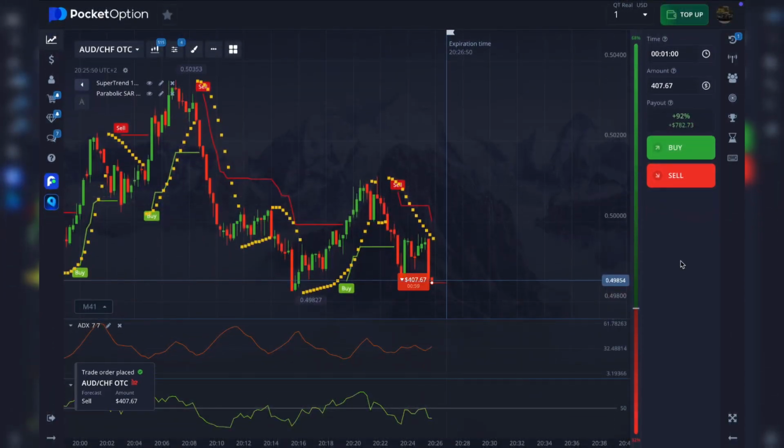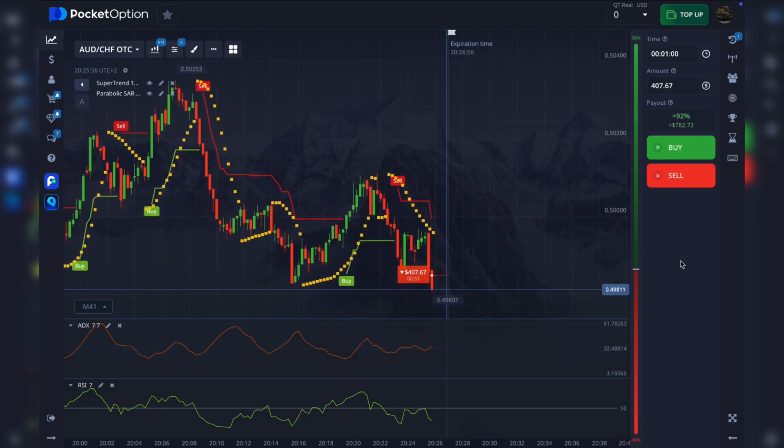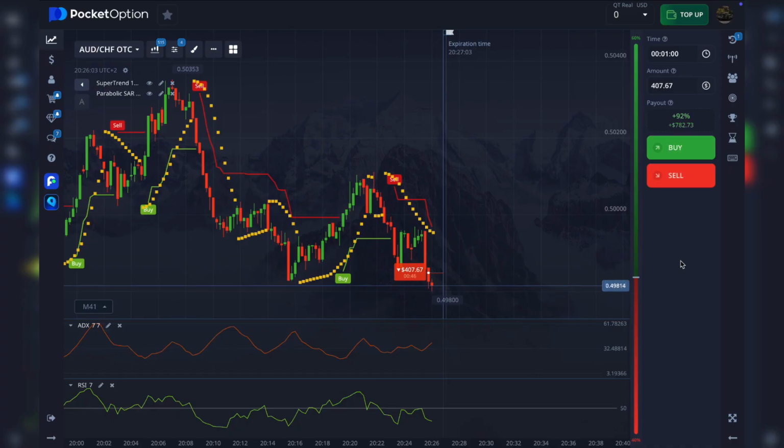Alright, let's get back to the explanation. So, let's say the price on the chart was going up for a long time, and then it started to reverse. Our indicators like Supertrend and SAR begin to show sell signals. Now we check the ADX indicator and see that the value is above 20, which is good.